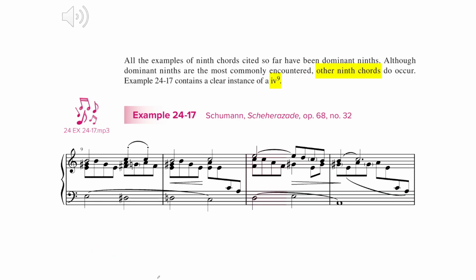The examples until that point were the examples of dominant ninths, but we can also have them on other degrees than dominant. For example, here. Let's listen to the excerpt first.